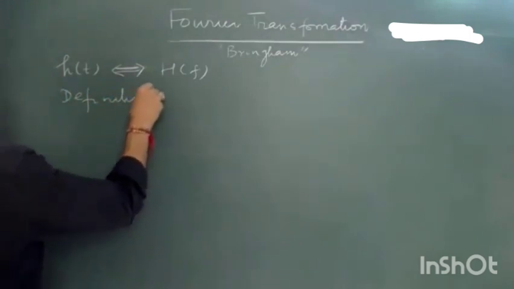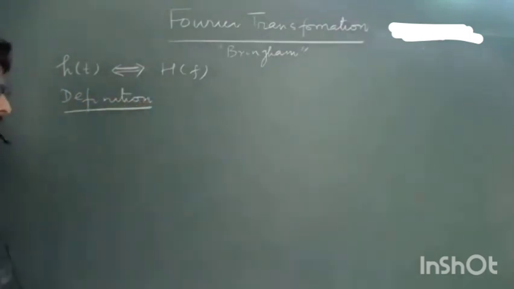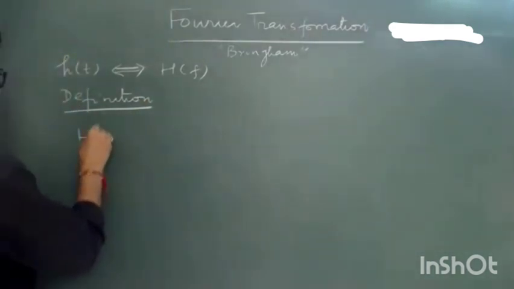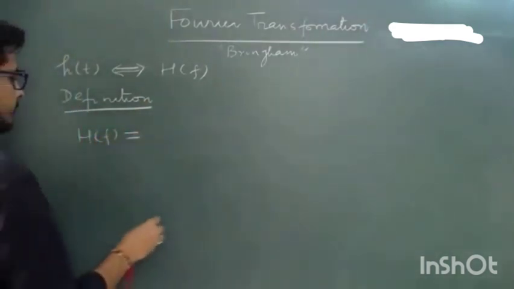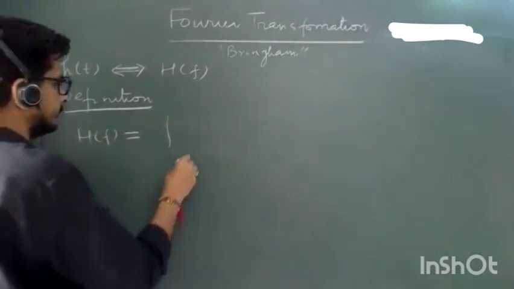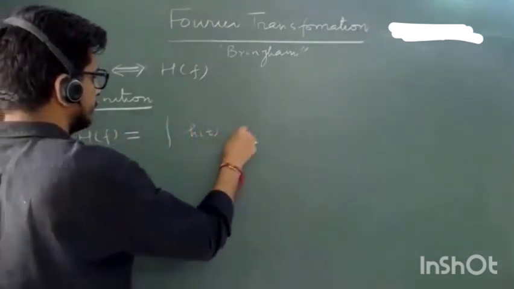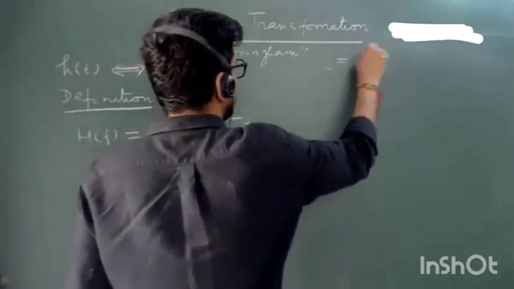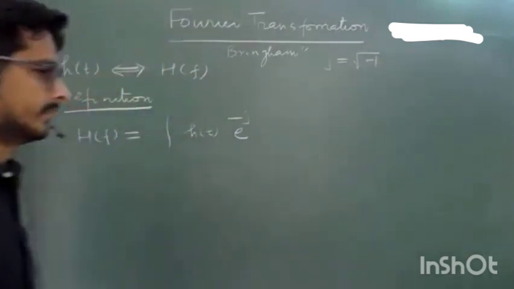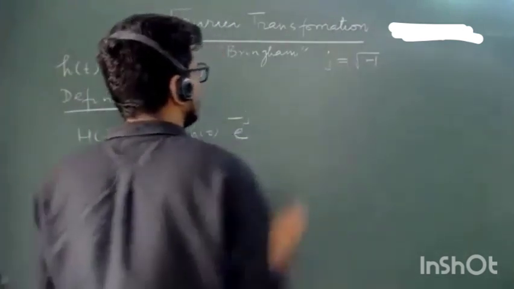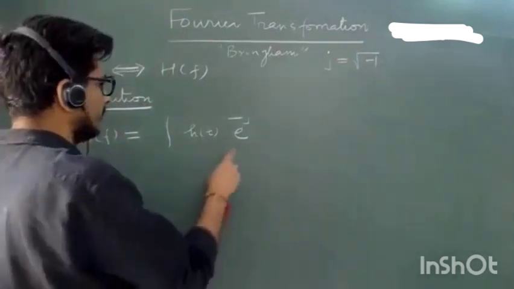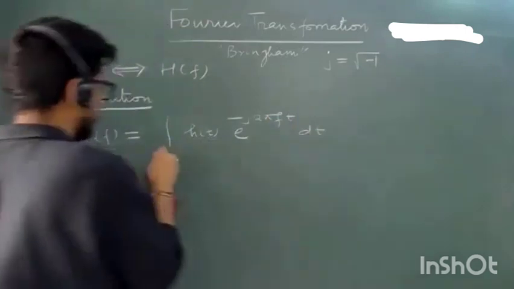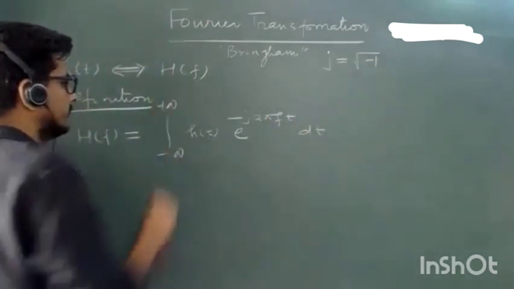There should be a proper definition, then only you can come back. You can take the inverse Fourier transformation. So that definition is h(f) is equal to the integral of h(t) e to the power minus j 2 pi f t dt, where I am using j as under root minus 1, with limits from minus infinity to plus infinity.